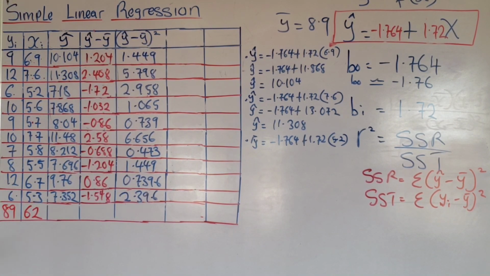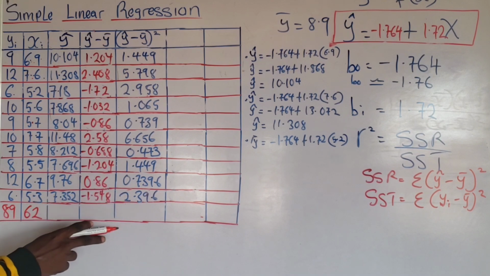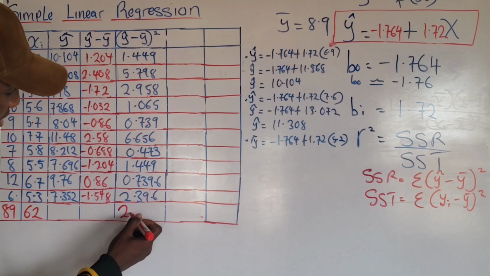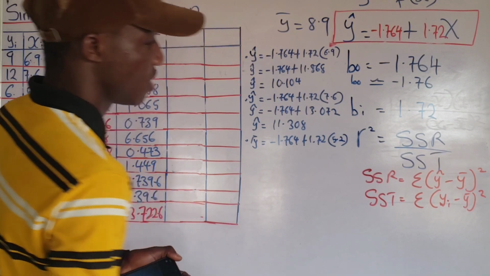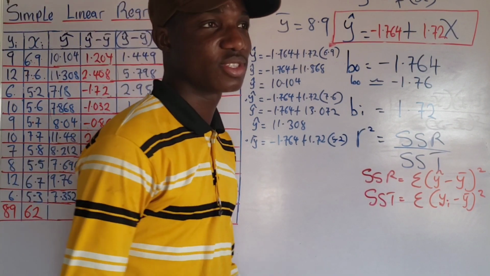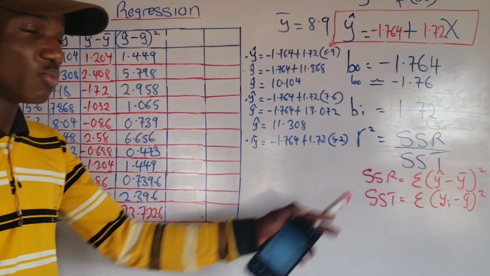Now the summation of these values will give us the sum of square due to regression. Let us sum all of them together. If you sum them all together, you're going to have 23.7226. So that is the sum of square due to regression, SSR. Let me just replace it with the formula. Pay attention, make sure you master this formula. Remembering the formula alone has solved 50% of the problem. You understand? So make sure you master these two formulas.